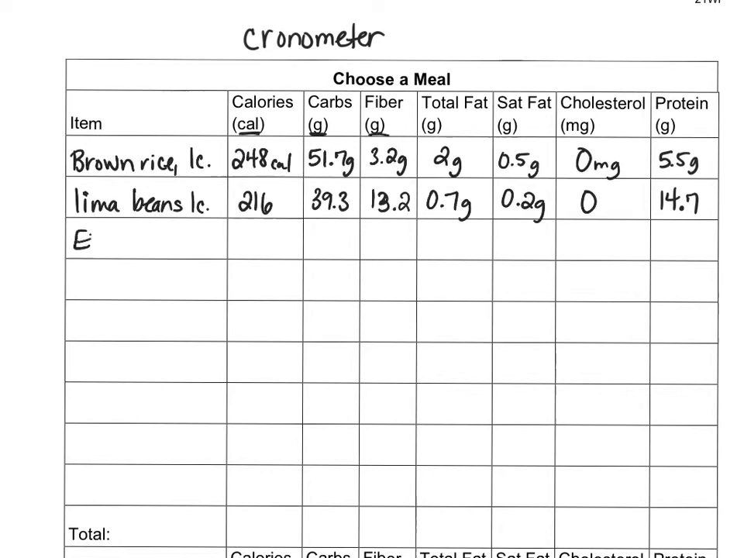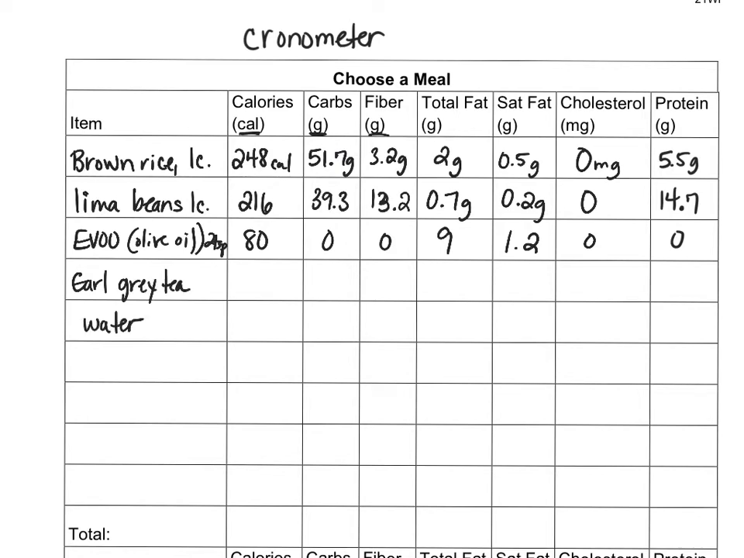Then I added some extra virgin olive oil, just like that, olive oil. That was about 2 teaspoons that I added. I kind of guesstimated based on the spoon that I'm using to eat the food. So it was about 2 teaspoons. Sorry, I'm trying to write and talk. And then with that, I had some Earl Grey tea and some water. So these are all zeros across the board. I didn't add anything to the tea or to the water.